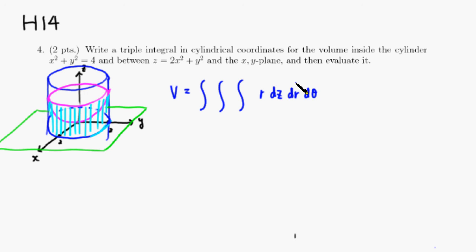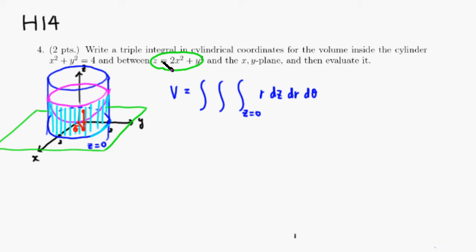So let's fix r and theta. So here r is fixed and theta is fixed. So we're starting from the xy plane up to the surface here. The starting point, the xy plane, has equation z equals 0. So z equals 0 is the starting point, and all the way up to the surface here.